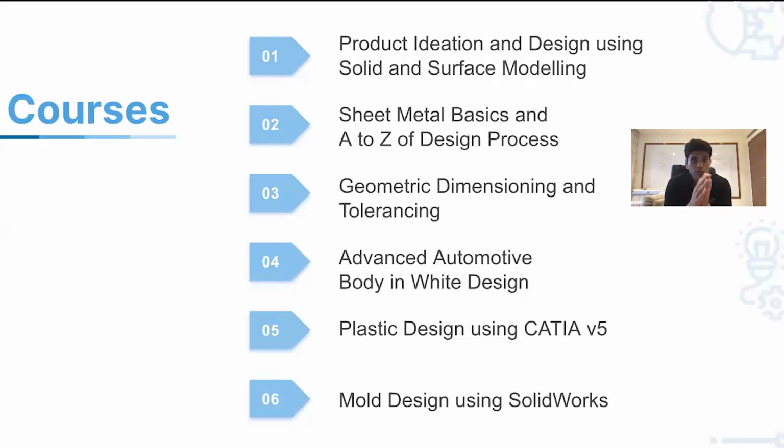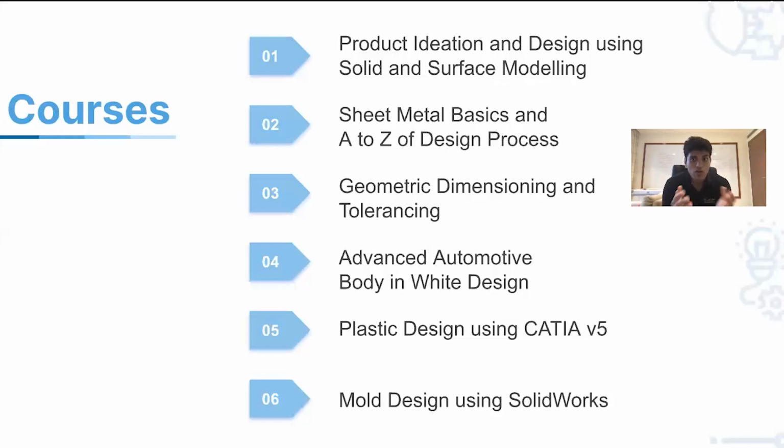Then comes automotive plastic design, right? Here you will understand how to design trims, how to design plastic components. What are the common issues that you will face in plastic design and how to overcome those issues. So these are all in design. There are 2 types of design, right? One is product design, then manufacturing design. The first 5 courses are a very good introduction to product design. Then the 6th course is mold design using SolidWorks. This is manufacturing design. Here you will understand how to design molds that are used to manufacture plastic components. So that is your mold design using SolidWorks.